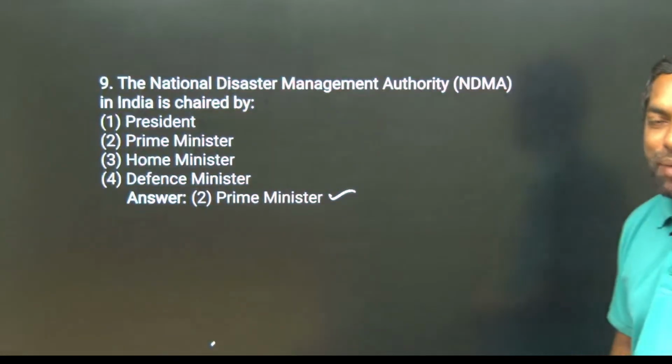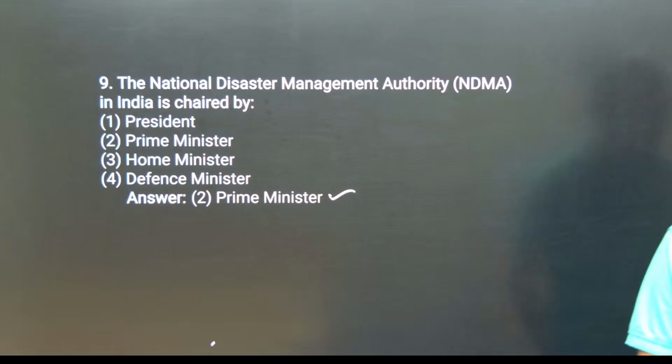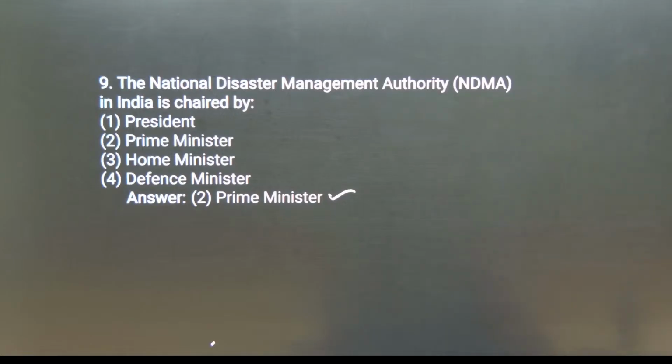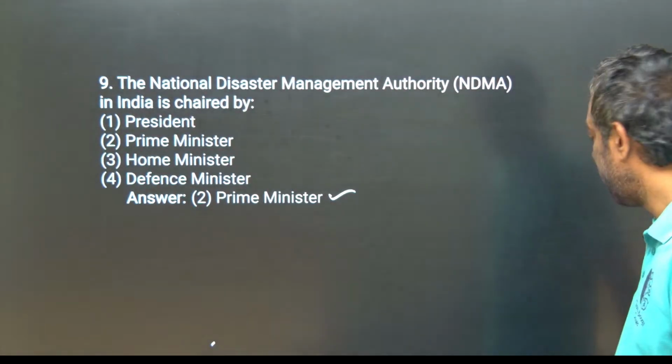Guys, this is also important. The National Disaster Management Authority, NDMA, of India is chaired by the Prime Minister. Very important: the Prime Minister is the NDMA chairman.